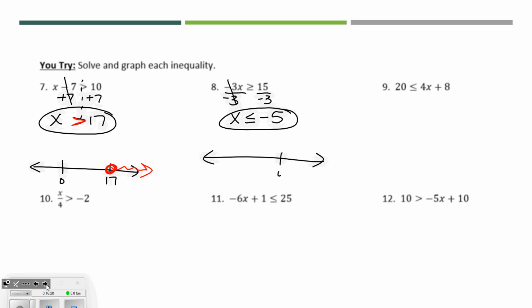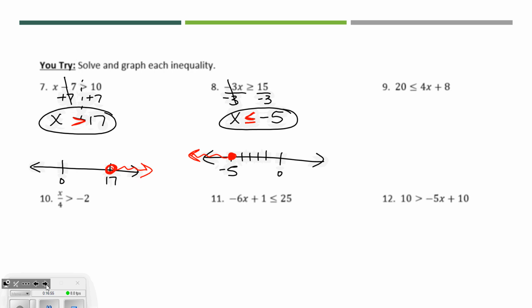And then when I go to graph 0, 1, 2, 3, 4, 5. Okay, so negative 5, this will be a closed circle because of the line underneath. And it's x is less than, think about what that symbol is called, less than negative 5. Where's less than? It's to the left, but I can also check because I'm shading the way the arrow is pointing, right?